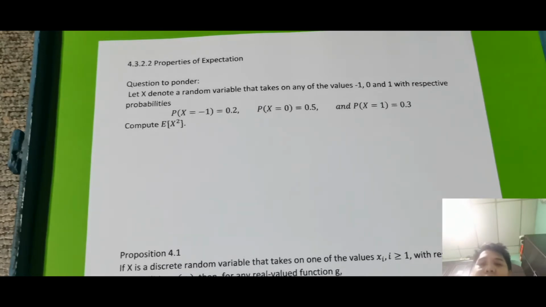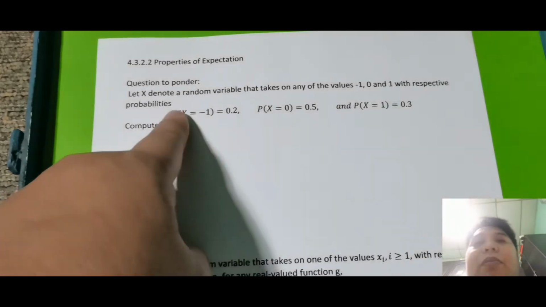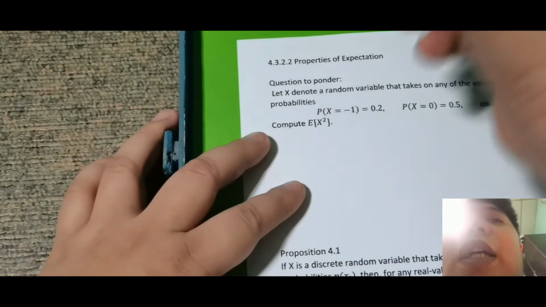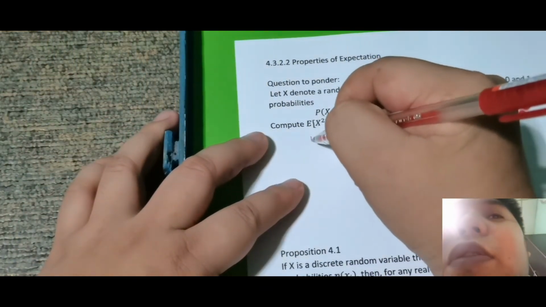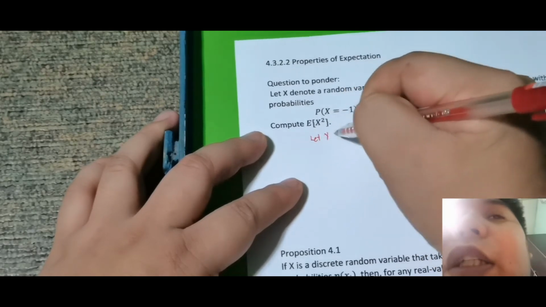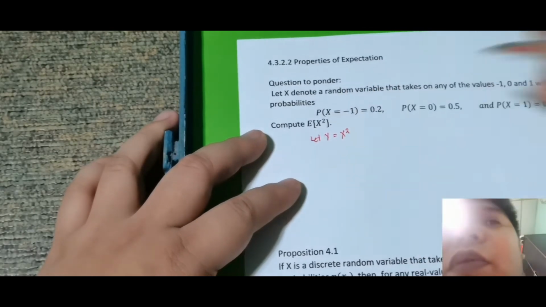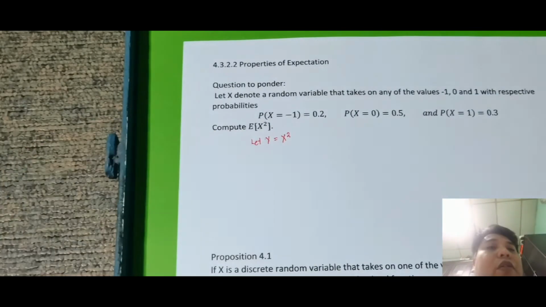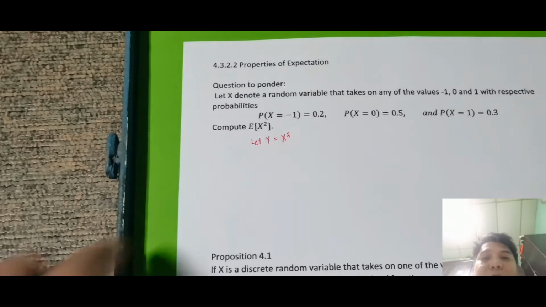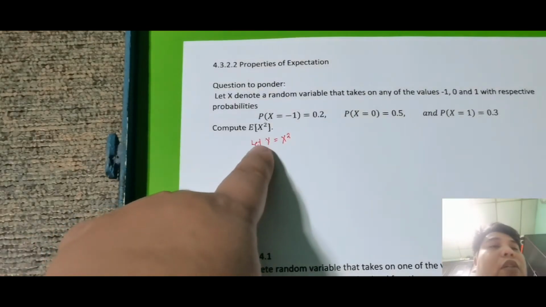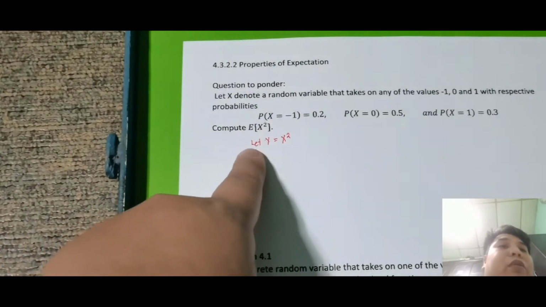Okay, so in this case, gagawa tayo ng sariling solution or way. So, siyempre, dahil x squared siya, wala tayong direct formula na kung saan paano natin siya gagawin. Kumbaga, ililet ko na si y is equal sa x squared. Again, ililet ko na si y is equal to x squared. So, meaning, ano yung mga possible value ng y natin? Okay, kung si y is equal to x squared, ano yung mga possible ng y natin?